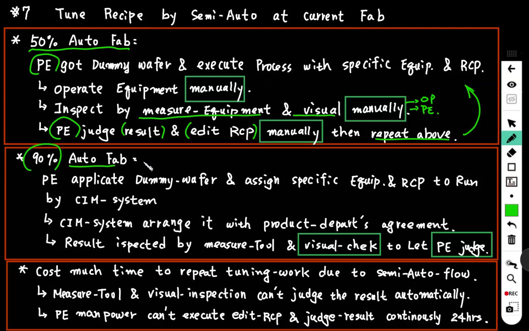About a 90% automatic fab, a more advanced fab. The process engineer applies for a dummy wafer and assigns specific equipment and recipe to run by the CIM system. And the CIM system arranges it with the product department's agreement. Then it goes to run, following the process engineer's assignment.